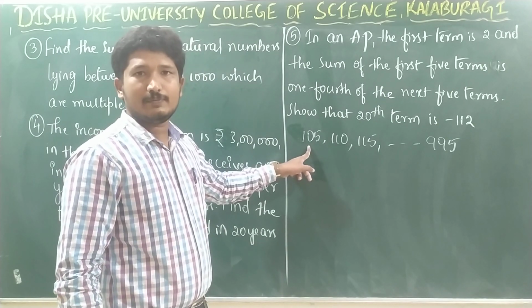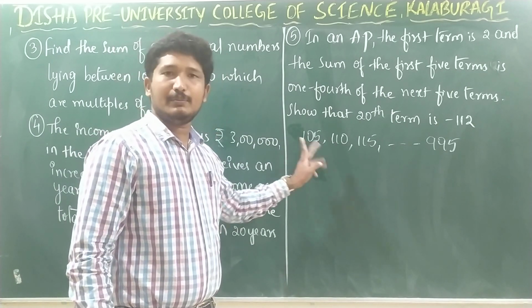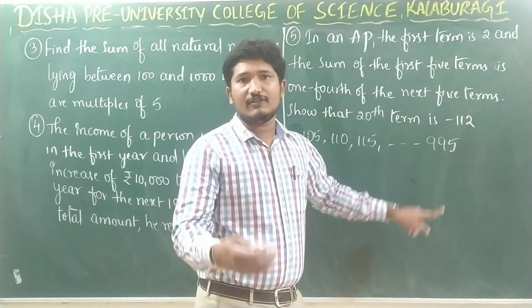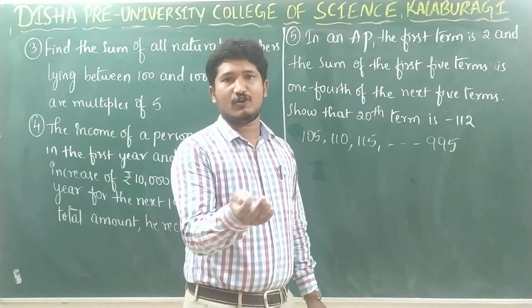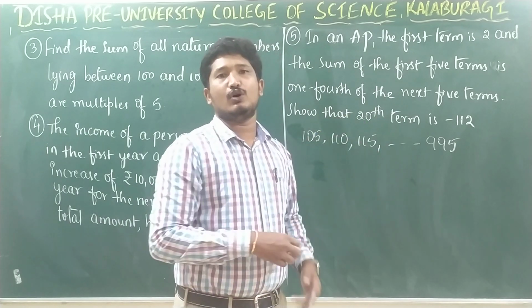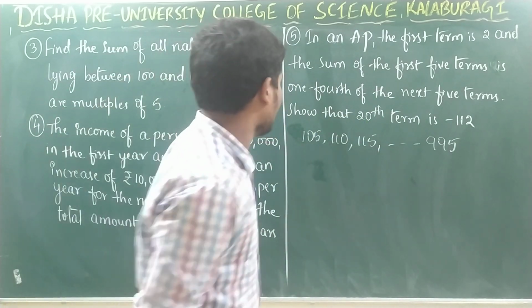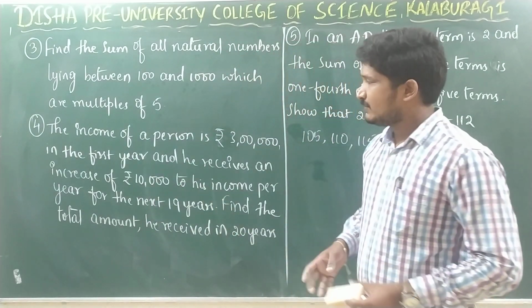The first term is there. The common difference can be calculated. Calculate the number of terms and find the sum. Just follow the procedure that we have followed in the previous question. Right? Next.